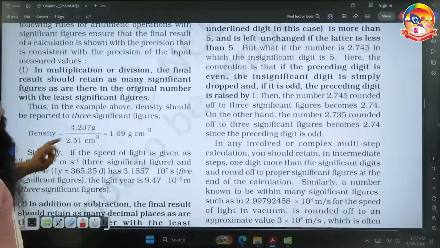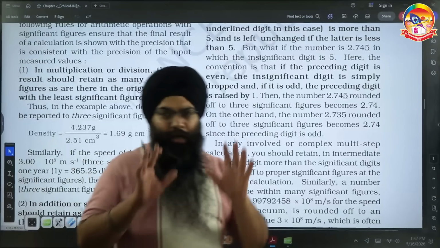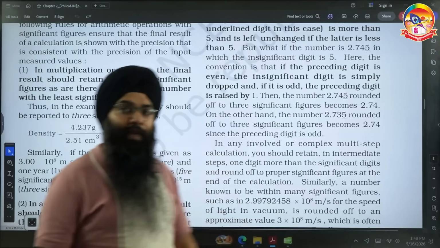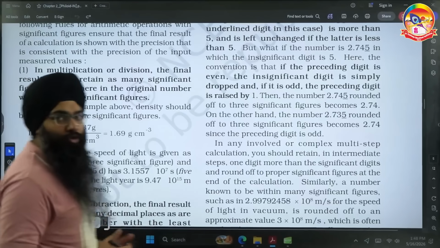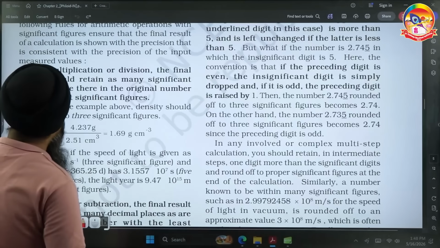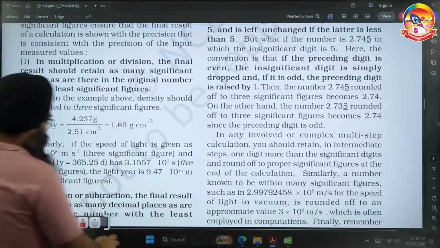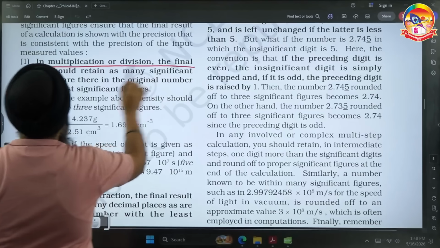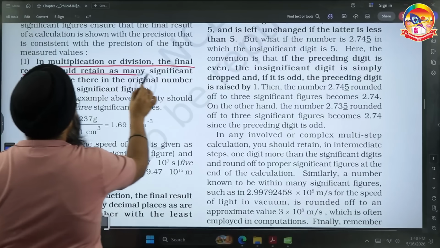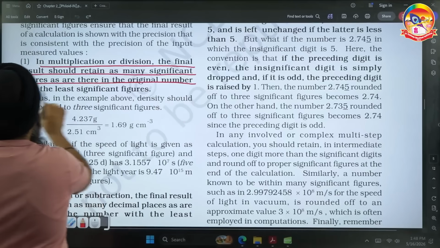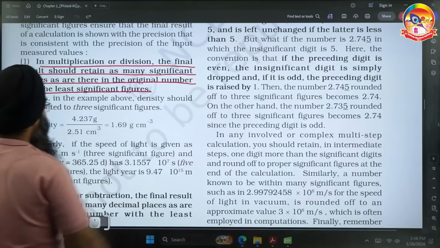There are 2 main rules which you have to understand. One is the multiplication or division rule. I am only telling you the crux of NCERT. Whatever are the important points of NCERT, only those things I am telling so that it is very easy for you to revise this particular topic and do the numericals. So in the first rule, what are they saying? They are saying that in multiplication or division, the final result should retain as many significant figures as are there in the original number with the least significant figures.